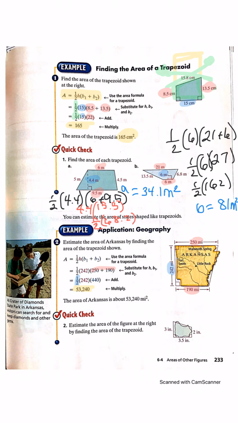miles squared. Estimate the area of the figure at the right by finding the area of the trapezoid. So once again, go ahead and press pause, see if you can figure it out on your own, and then come back to me.